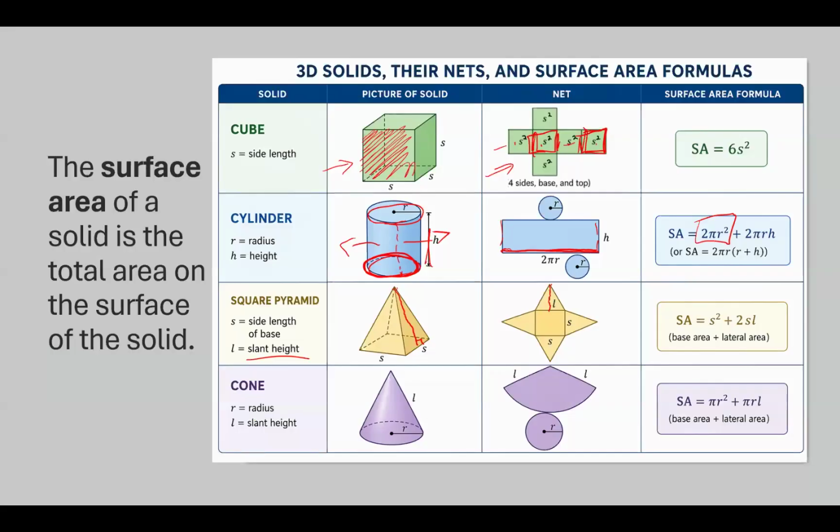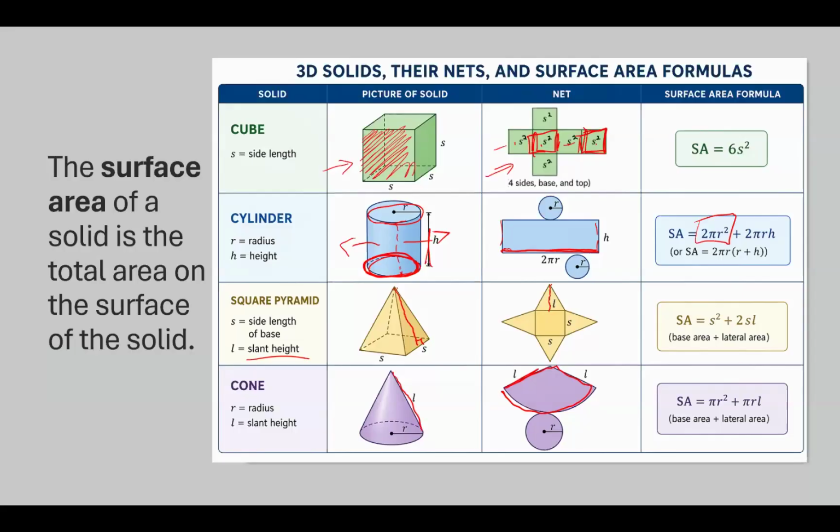If you unfold the cone, it looks like a circular sector, which is this top piece. It looks kind of like a fan. And then the base of it is a circle. So the surface area is pi times radius squared plus pi times radius times L, where L is the slant height. It's the length on the side.